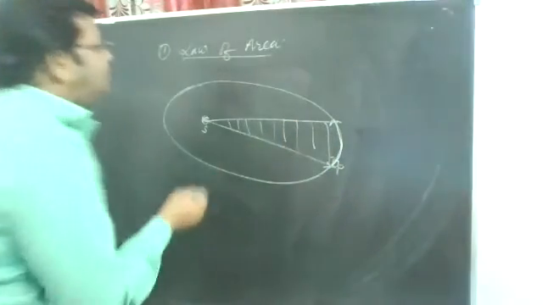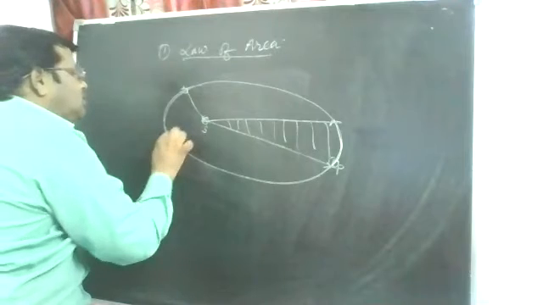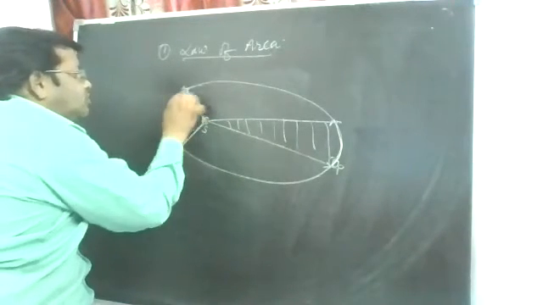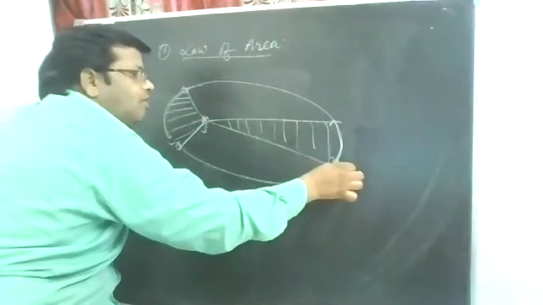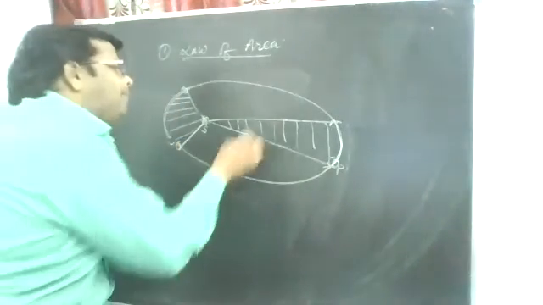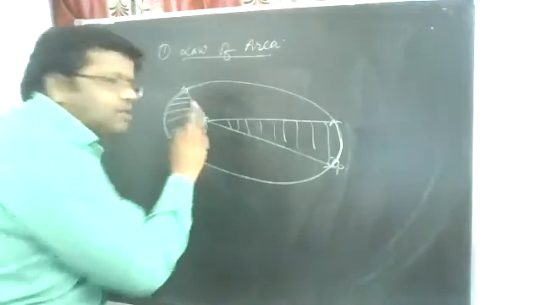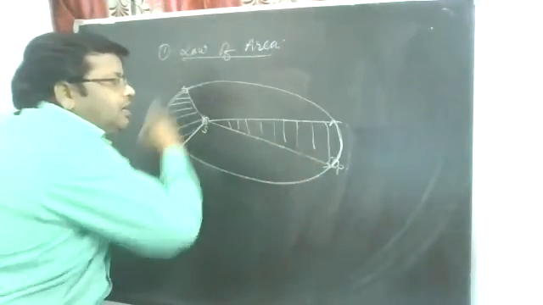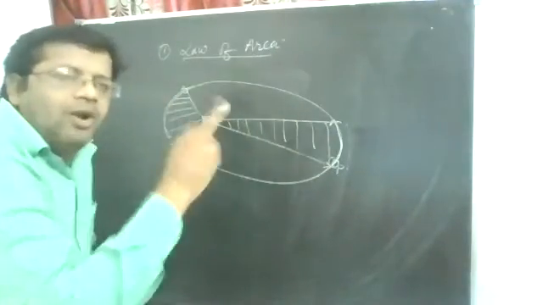Now, if the planet will be here, then in 5 days the planet will move this much area. And if you see this area, this time interval is 5 days, and this time interval is again 5 days. If you compare the area, both the areas will remain the same. What is this second law? When the planet moves around the sun, the radial vector shifts equal area in equal time intervals.